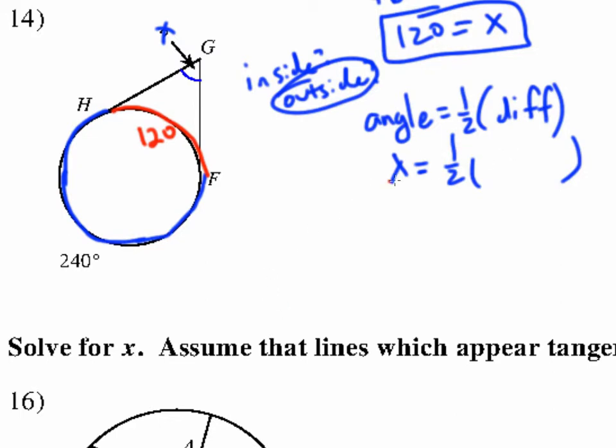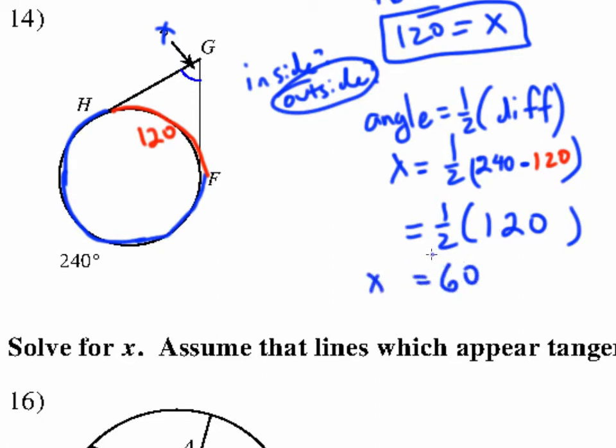So now we can finally plug in our difference here. It's going to be the difference, 240, the bigger one comes first, 240 minus 120. So you have to figure out what that 120 is, so you can do the difference between these. So x equals half of 240 minus 120 is 120, and half of 120, x equals 60.